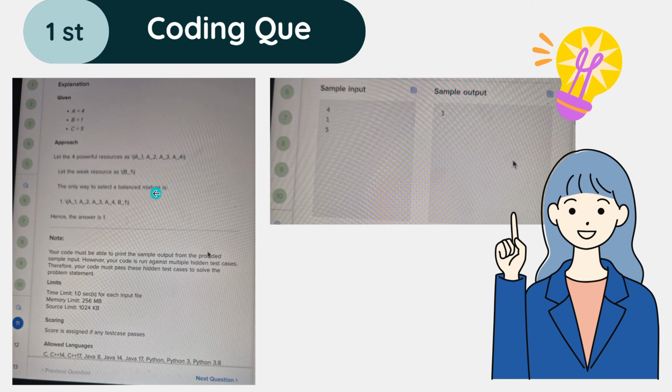Now, for the balanced mixture, there should be at least 3 powerful resources and 1 weak resource. Okay, you are good with 4 resources. Now we take 3 powerful resources and 1 weak resource. So how many balanced mixtures are formed? Only 1 is formed, so that is the output. In that way you have to complete this question. Your code must be able to print this sample output from the provided sample input.